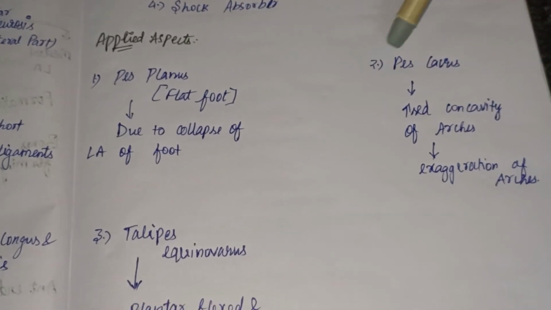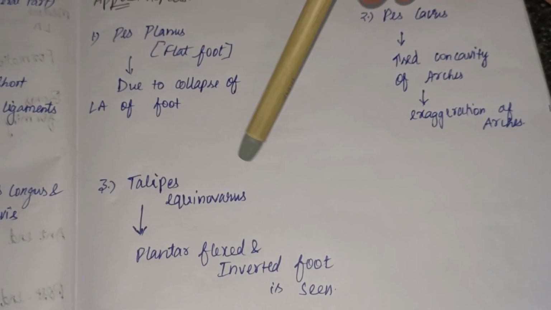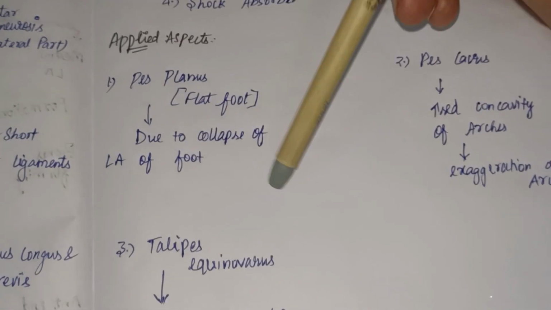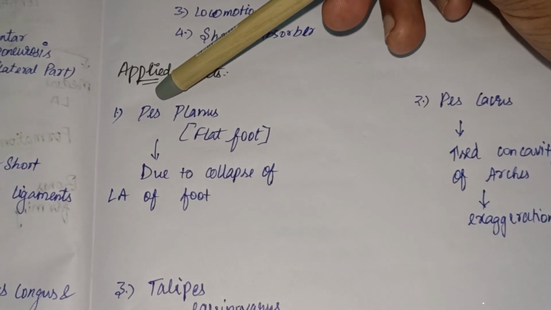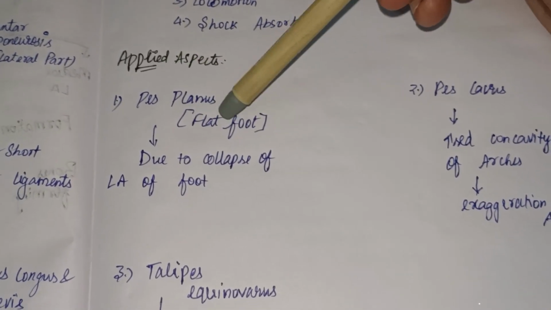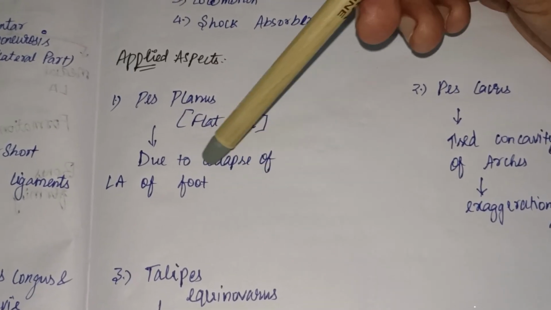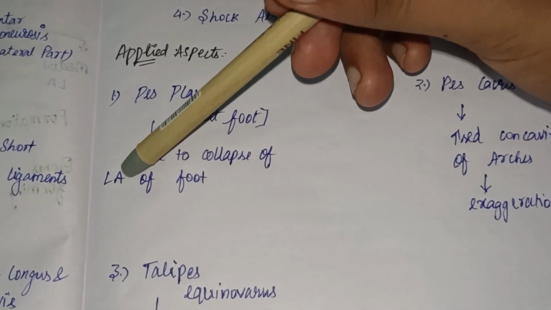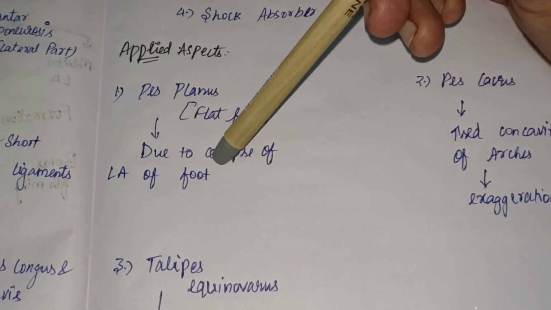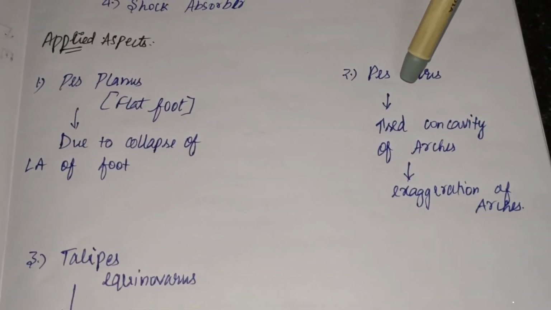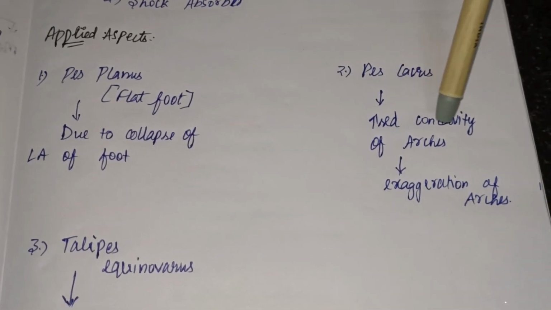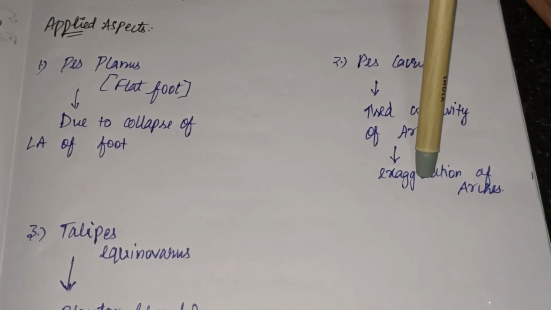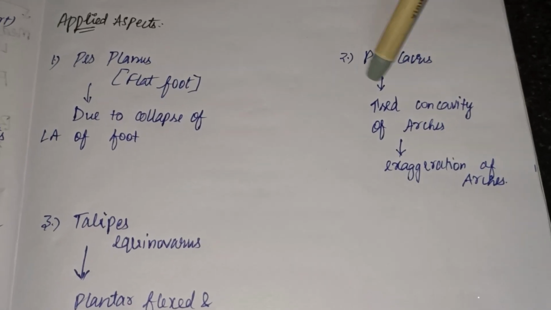First is pes planus, pes cavus and talipes equinovarus. Let us see one by one. Pes planus is nothing but flat foot, which is caused due to the collapse of the longitudinal arches of the foot. Now pes cavus is due to increased concavity of the arches. So the concavity of the arches will be increased, which causes the exaggeration of the arches, which causes pes cavus.